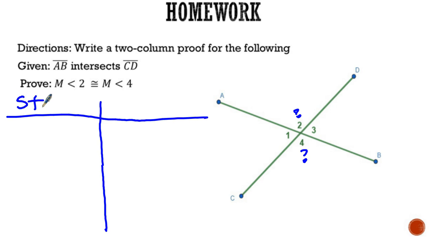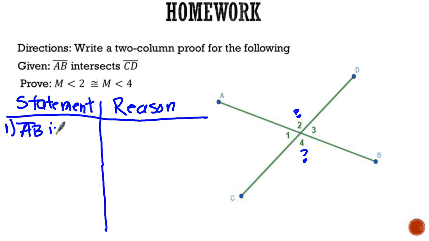I'm going to put my statement on one side, and for every statement you make, you have to have a reason. All right, so my very first statement is always what I'm given. So line AB intersects, and I'm writing shorthand, CD. And that is because it's given. All right, that's my first statement.